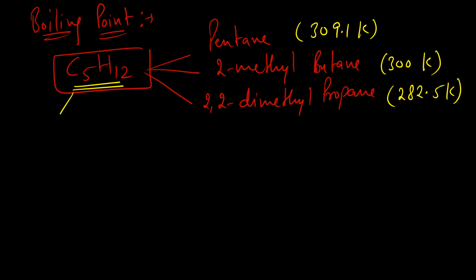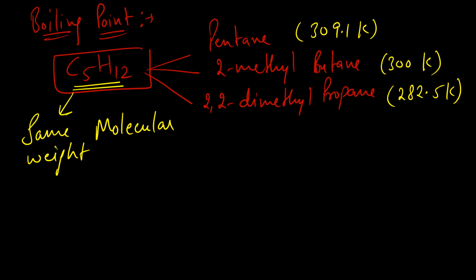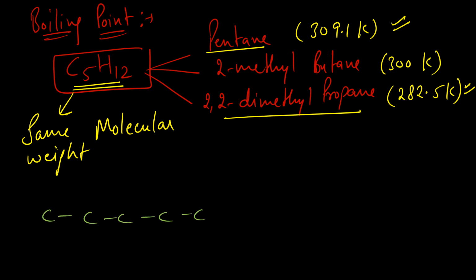If they have the same molecular formula, I can say they have the same molecular weight. So if they have the same molecular weight, how would they have different boiling points? Let's do the discussion of pentane and 2,2-dimethylpropane. Let's draw the structure of it. So for that, let's draw the structure of pentane first. This is the structure of pentane, in which we have 5 carbons with 12 hydrogens. So that is the molecular structure of pentane.